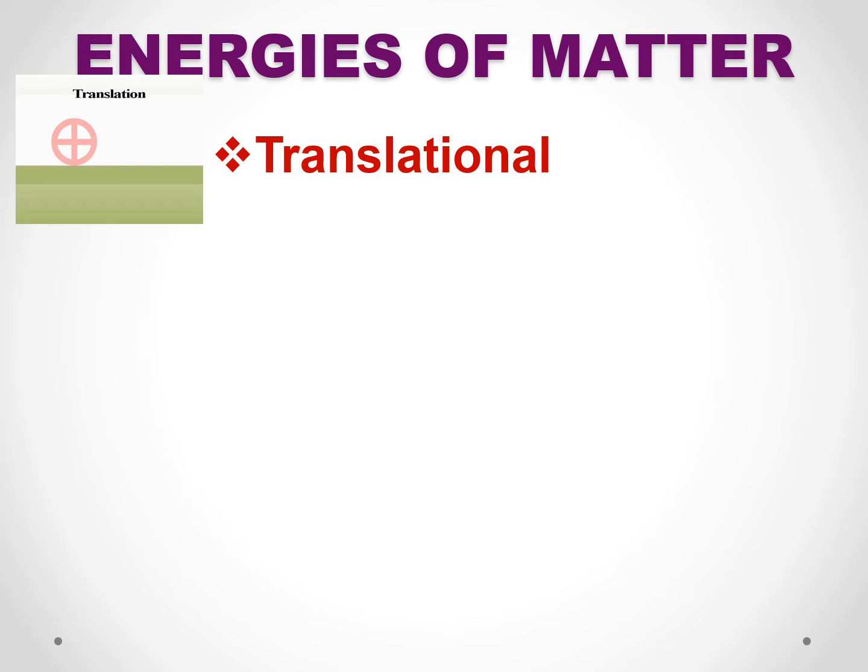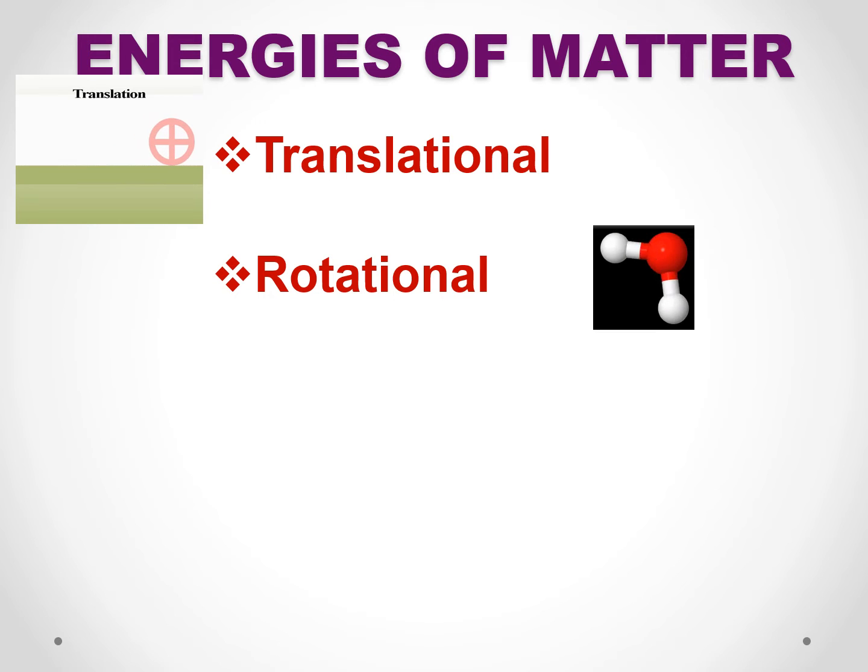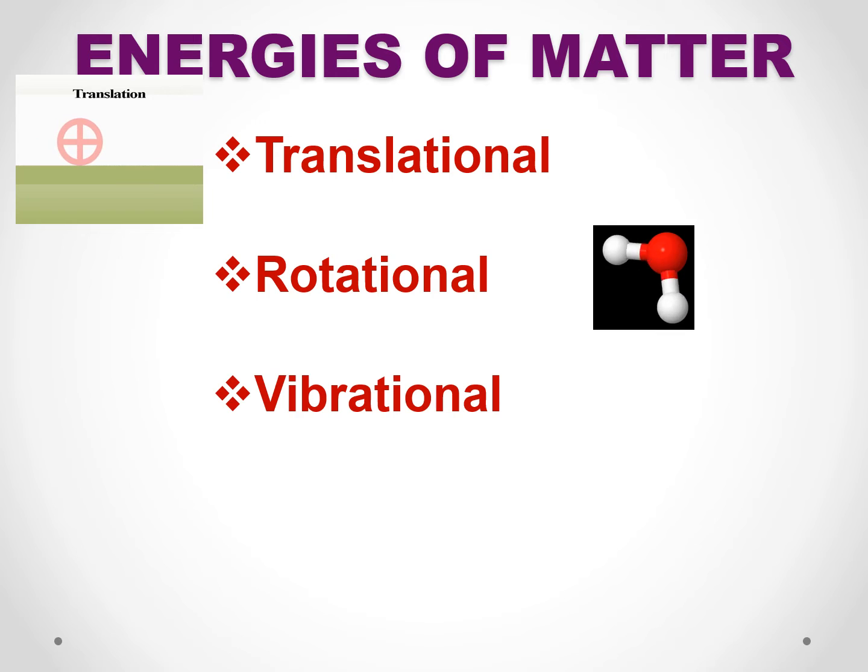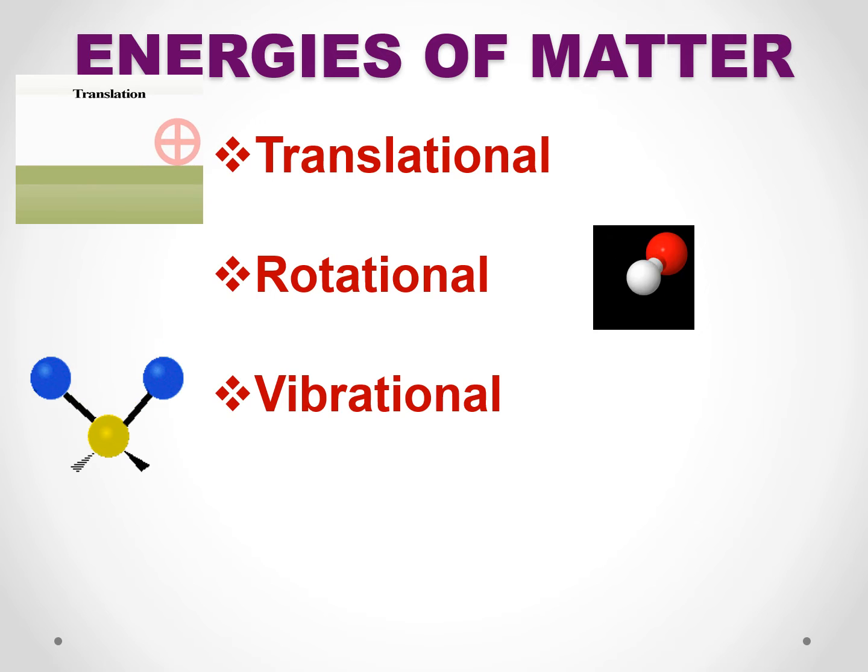Other than translation, a molecule can rotate about a particular axis like this. It can rotate about an axis, and that is the rotational energy. Other than rotation, the atoms present in a molecule can vibrate along the bond length like this. That is called the vibrational energy. So these three are the energies for the whole molecule as such.